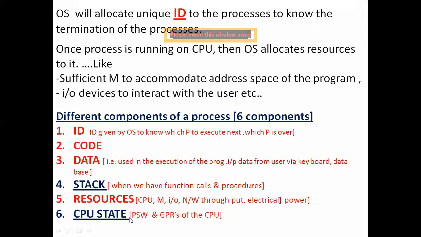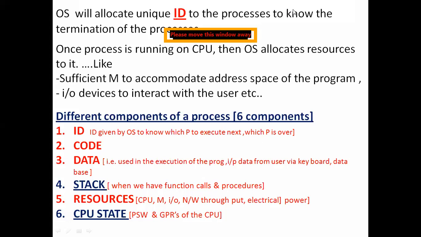This CPU state will be indicated using the PSW. PSW stands for processor status word, and the GPRs of the CPU. The word GPR stands for general purpose registers.